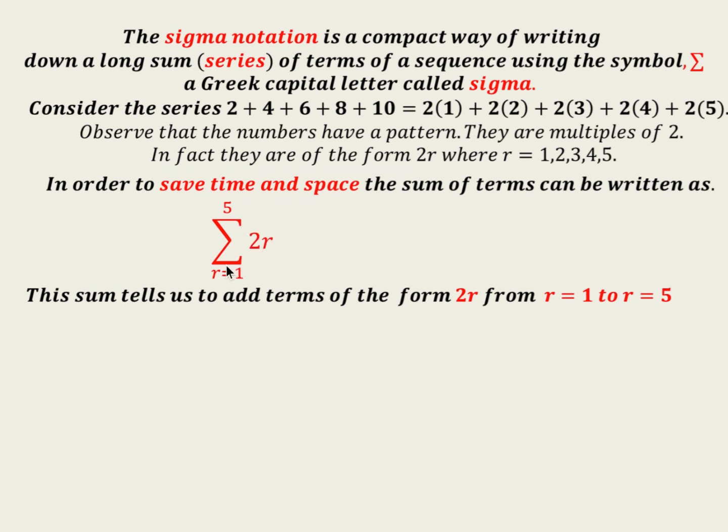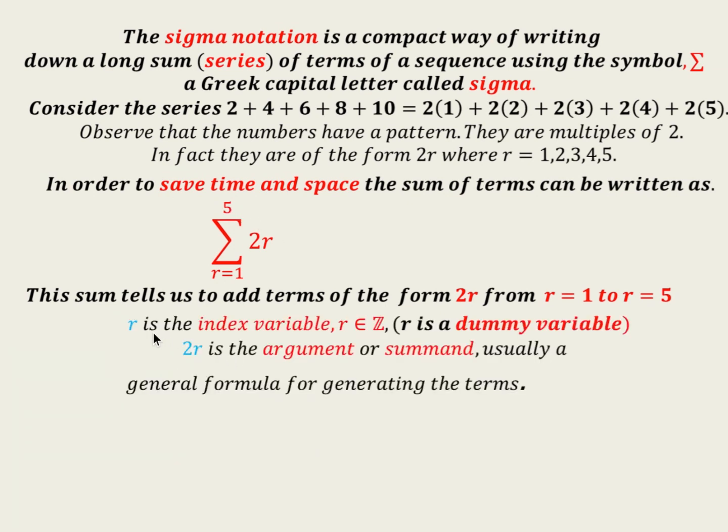So when I substitute r equals 1, I will get the first term, which is 2. When I substitute r equals 2, I will get the second term, which is 4. When I substitute r equals 3, I will get the third term, which is 6. When I substitute r equals 4, I will get the fourth term, which is 8. When I substitute r equals 5, I will get the last term, which is 10.